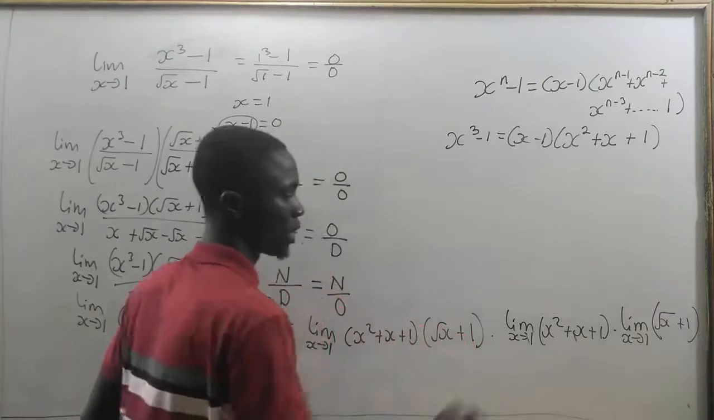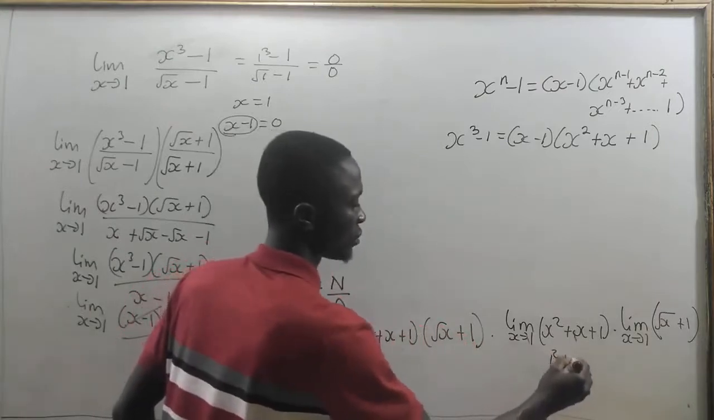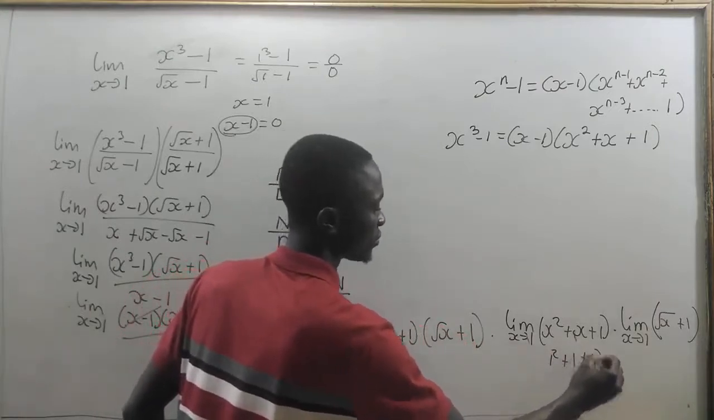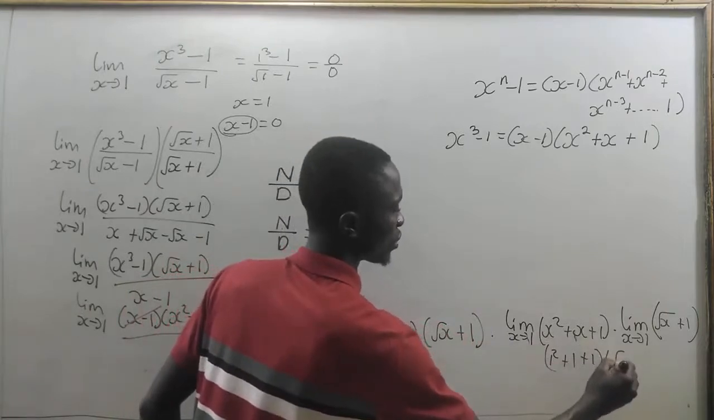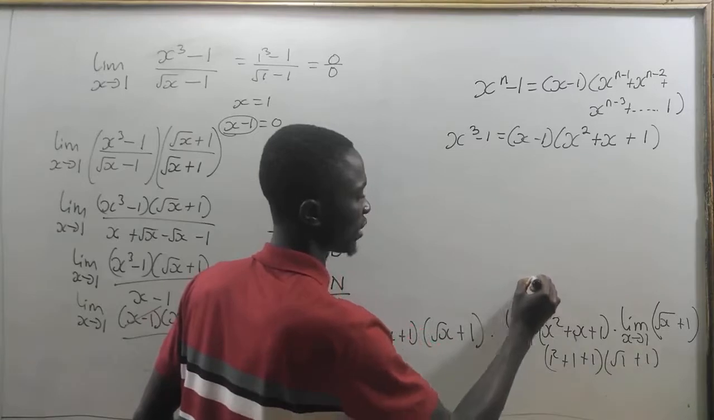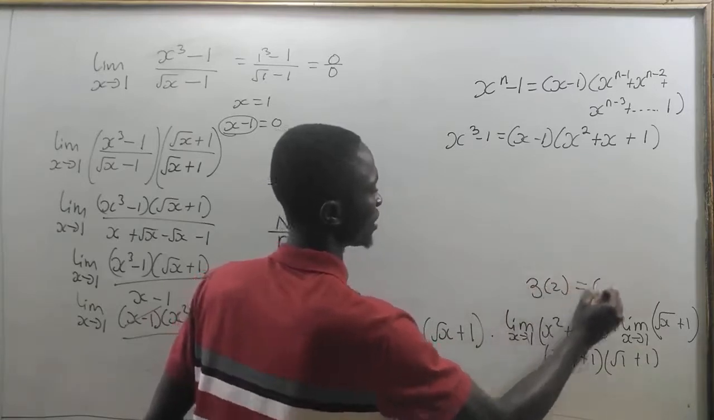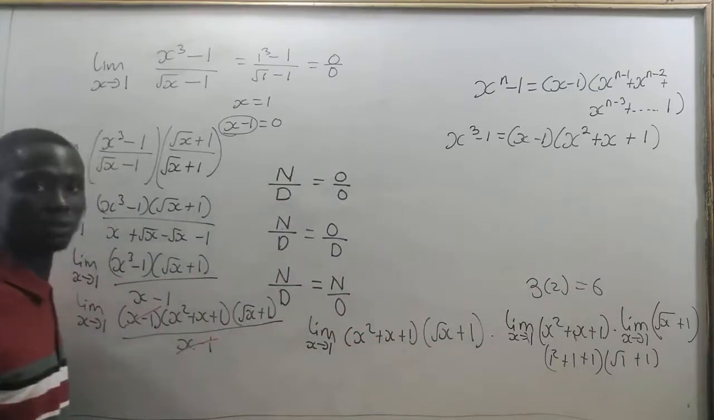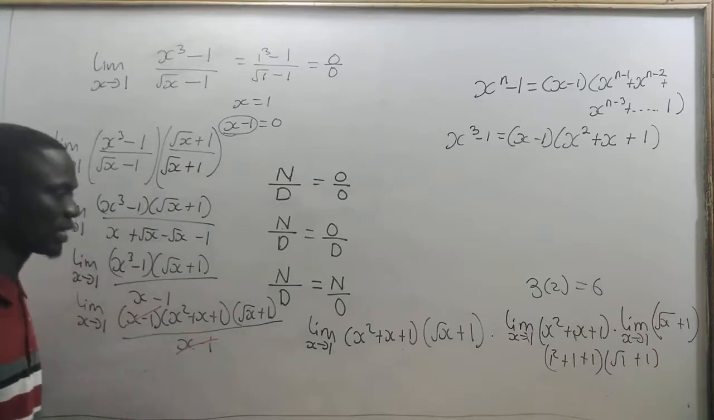So when we put in 1, you get 1 squared plus 1 plus 1 times the square root of 1 plus 1, and this will give us 3 times 2, and that is 6. Wow, very simple as that. Let's look at the next example.